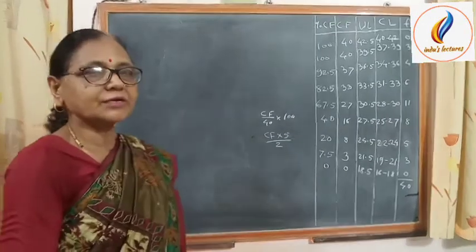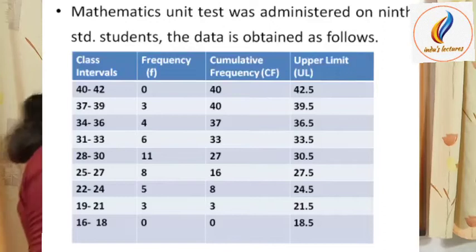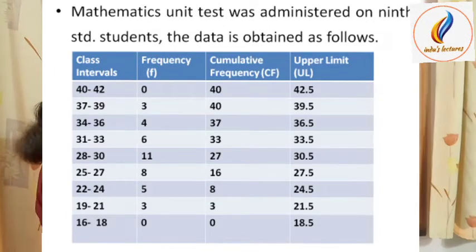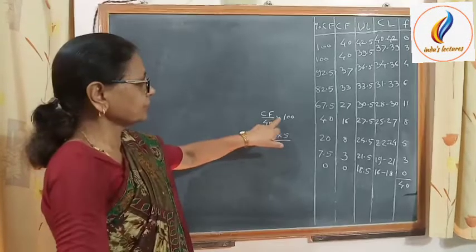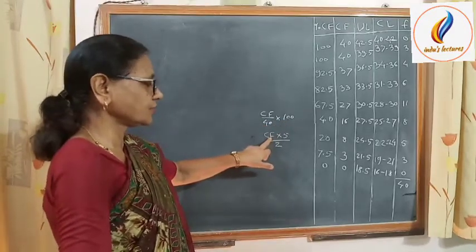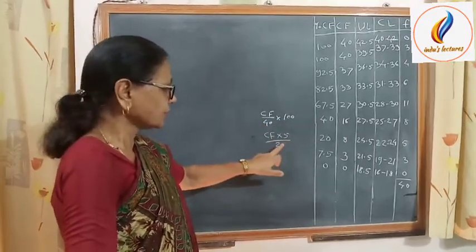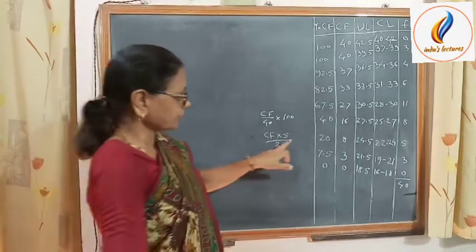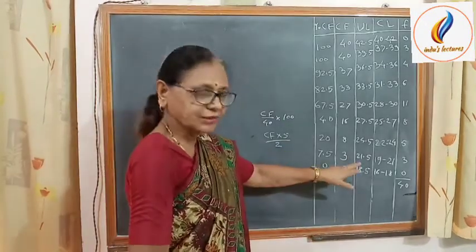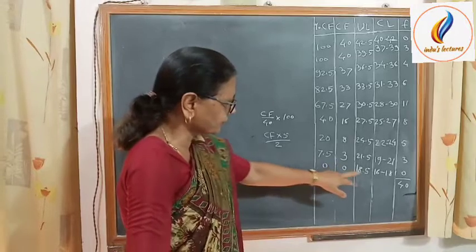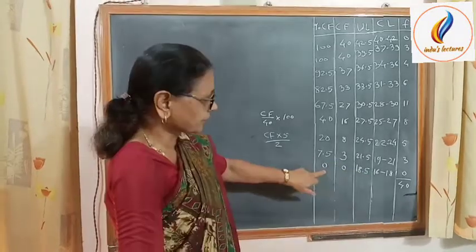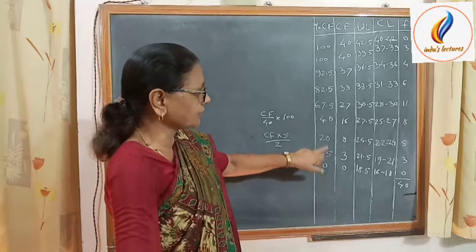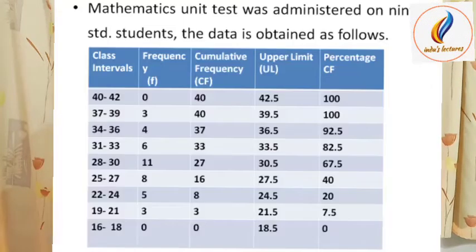Now calculate the cumulative percentage frequency by using the formula cumulative frequency divided by 40 multiplied by 100. That means cumulative frequency multiplied by 5 divided by 2. Using this formula, we can calculate the cumulative percentage frequencies: 0, then 7.5, 20, 40, 67.5, 82.5, 92.5, 100 and 100. Now we plot the points on the graph.